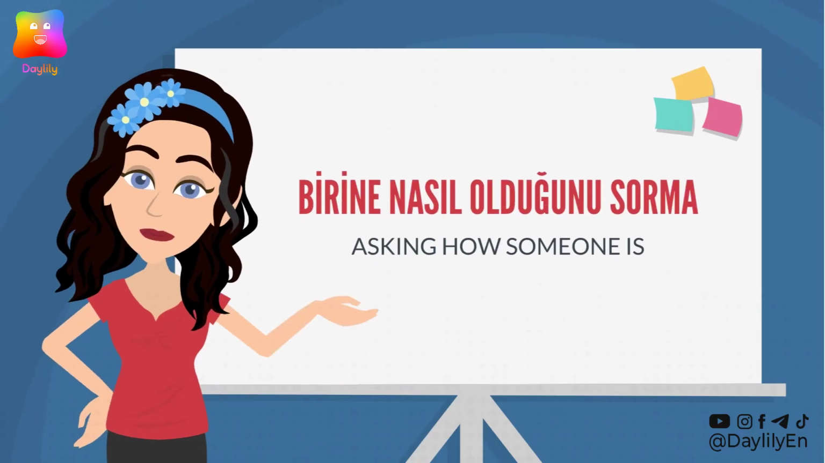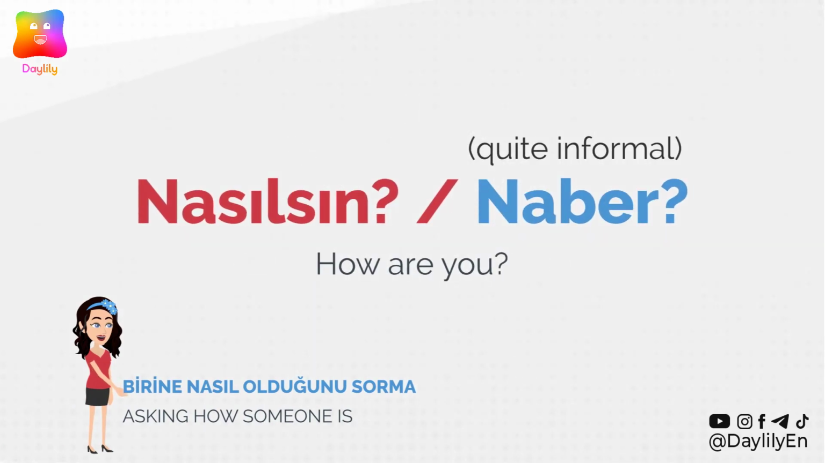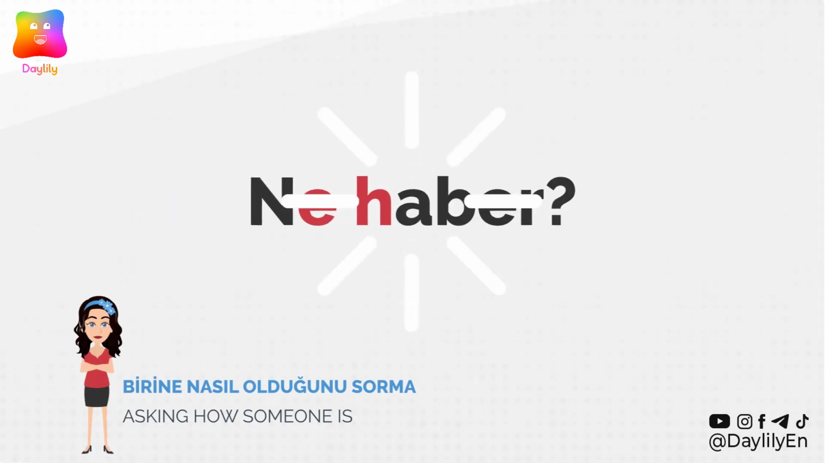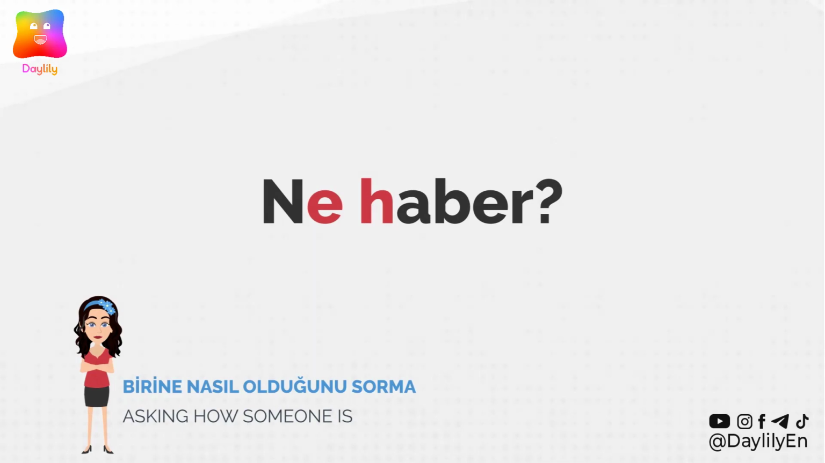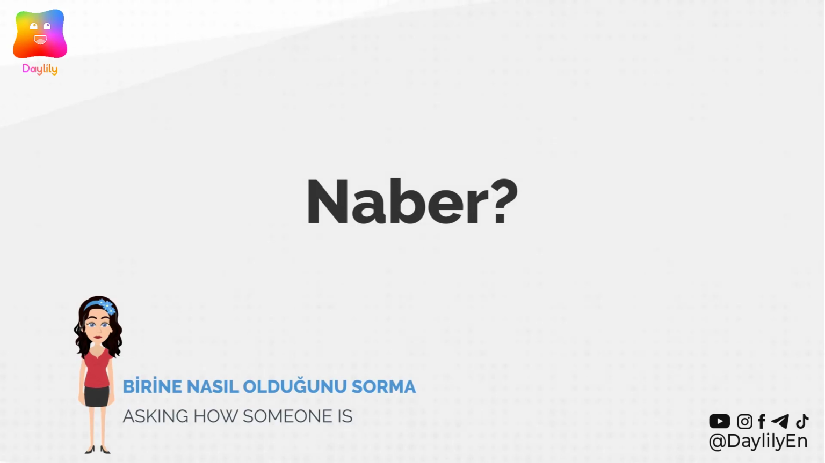Asking how someone is. Birine nasıl olduğunu sorma. How are you? For that, we have two ways. The first one is nasılsın? And the second is quite informal, which is naber? And naber in Turkish actually comes from ne haber. So we actually omit the letters e and h. We connect these two words and we say naber.